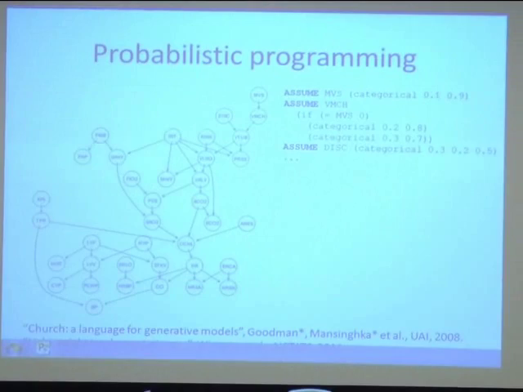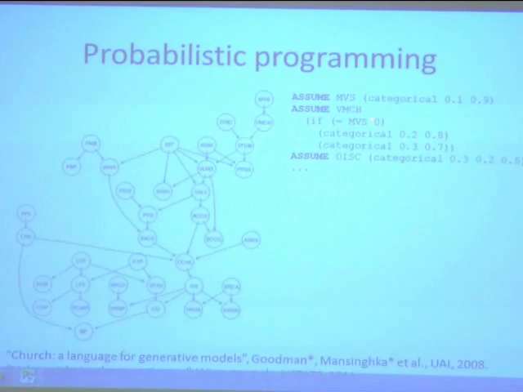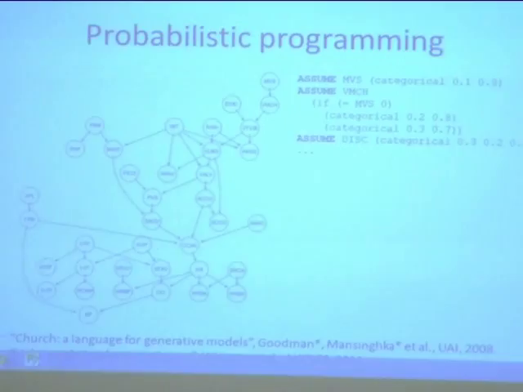Okay, so this is a Bayes network in its graphical representation, and this is the probabilistic code corresponding to this Bayes network. For example, we have node MVS, and it's distributed via a categorical distribution with prior 0.1, 0.9. And node VMCH depends directly on MVS. So assume it's like saying sample MVS from a categorical distribution with parameters 0.1. Yes. So previously in Church it was defined.